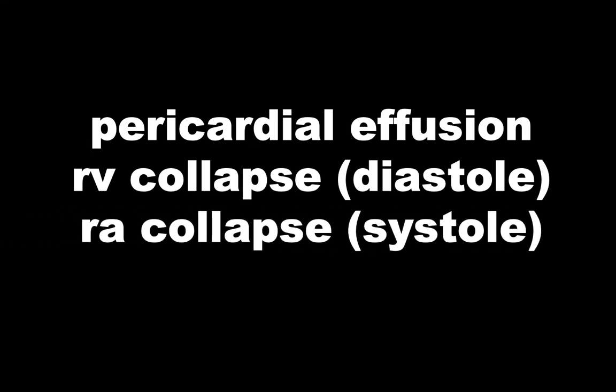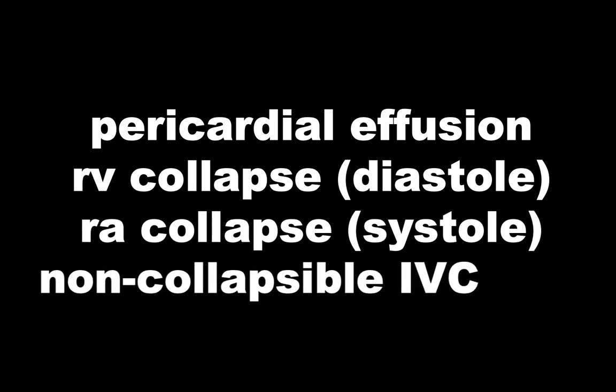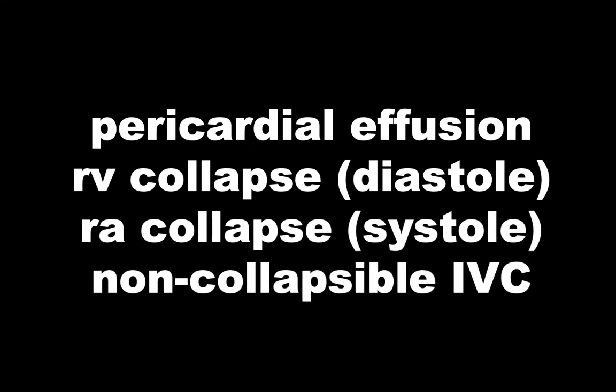So whenever you see an effusion, the next question you need to ask yourself is, is there evidence of tamponade? And there are 4 key findings when evaluating for tamponade. Those findings are 1, a pericardial effusion, 2, RV collapse in diastole, 3, RA collapse in systole, and last, a fat or non-collapsible IVC.